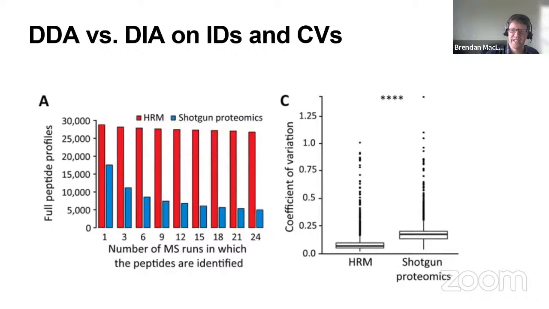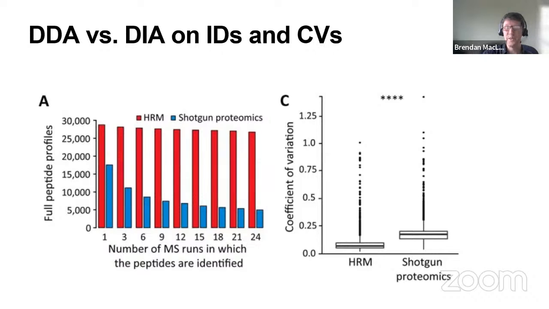So this is a figure from that Bruder paper showing the number of runs in which something is detectable. HRM is a synonym for DIA, and you can see that we can detect things very, very consistently in all 24 runs. Most things are detectable, whereas if we just let DDA go, it detects these things in all runs in far fewer cases.